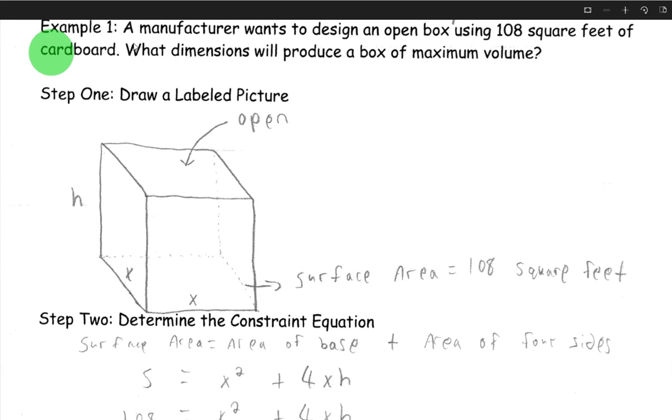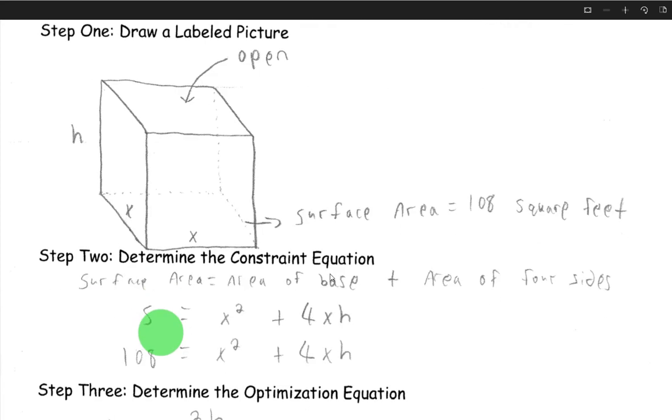All right, going back to example 1 of making a box with 108 square feet, maximizing its volume. We've drawn the picture. We're going to move to step 2 now, which is to determine the constraint equation. The key word here is the constraint equation. Constraint means to limit the possibilities or to create boundaries. I want to be very clear about the difference between that and the optimization equation, and we will go from there to solve the problem.